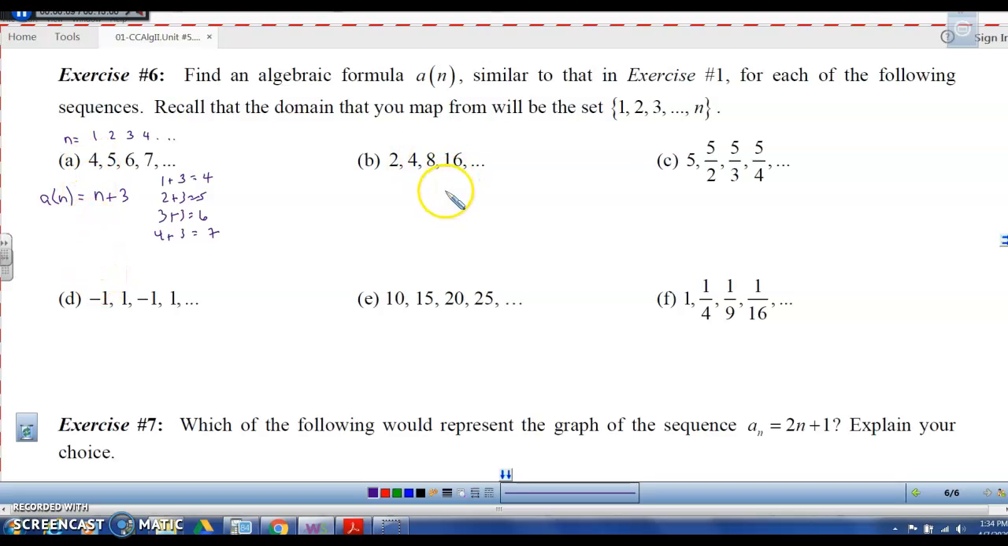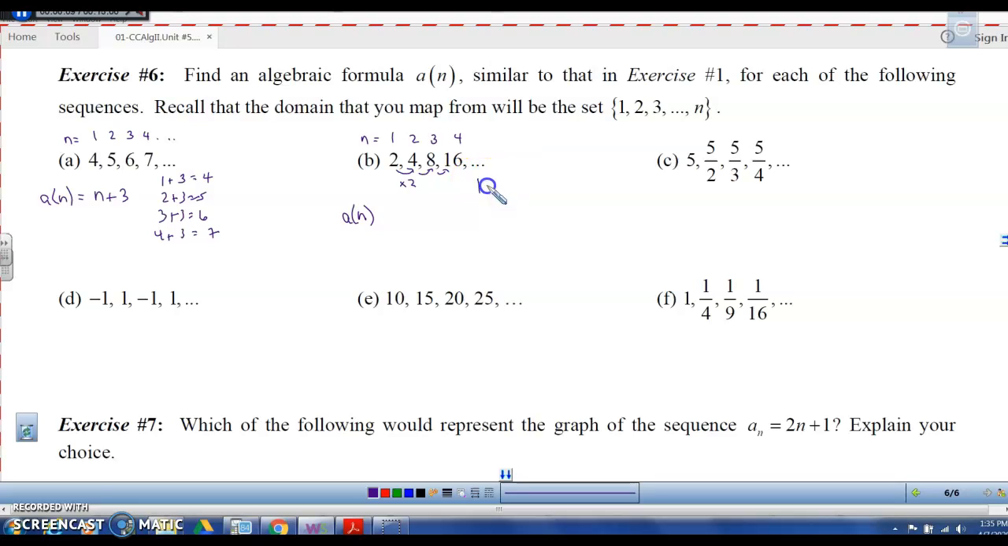Okay, let's try this next one. All right, we have 2, 4, 8, 16. So remember we're plugging in n equals 1. What's happening every time when we do this? When we go from term to term to term here, we're multiplying by 2, correct? So how could we use that to help us plug in a value of n, 1, 2, 3, or 4, to get these numbers? Okay, well, let's see.